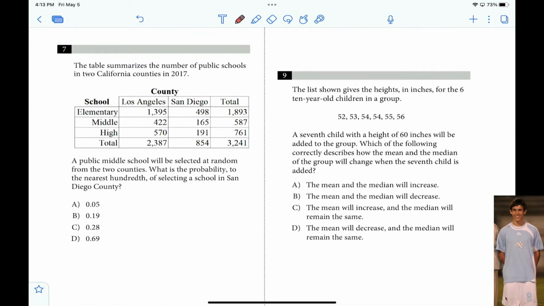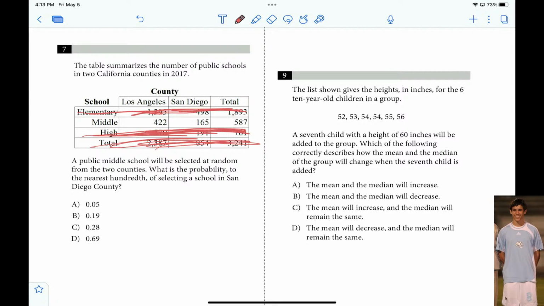All right. So number 7 says the table summarizes the number of public schools in 2 California counties in 2017. A public middle school will be selected at random from the 2 counties. So we know we're picking a public middle school. So elementary schools are not being picked. High schools are not being picked. So those are gone. And then the totals aren't being picked. We're only talking about middle schools. All right. What is the probability, to the nearest 100th, of selecting a school in San Diego County?